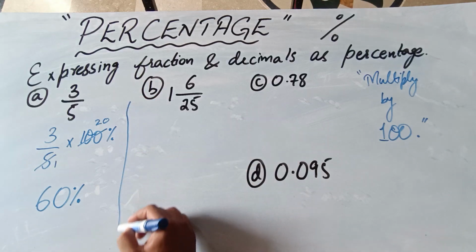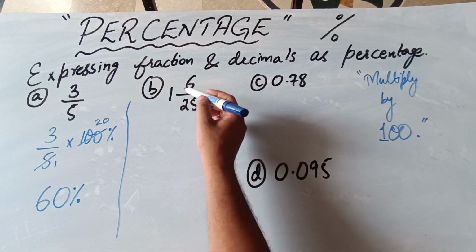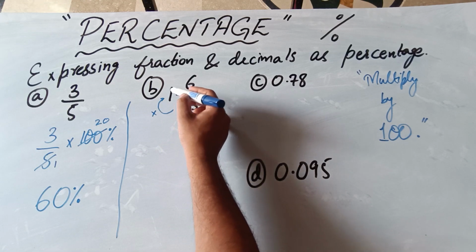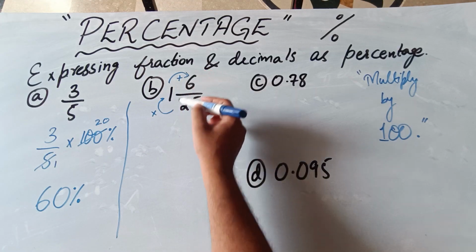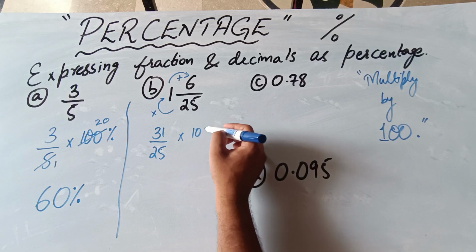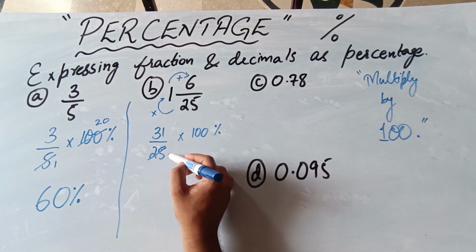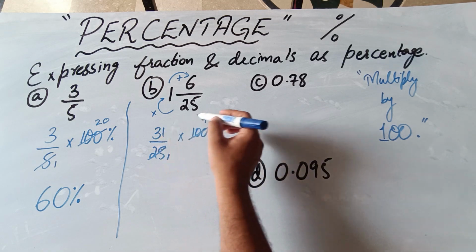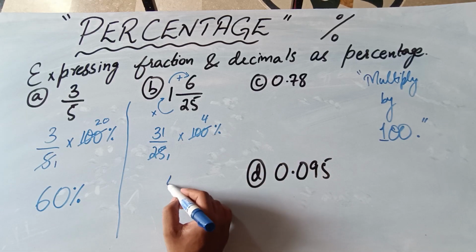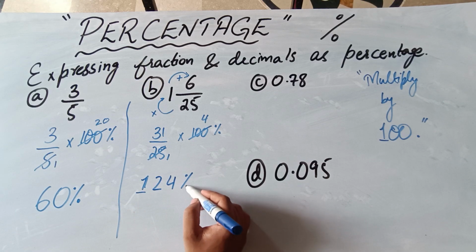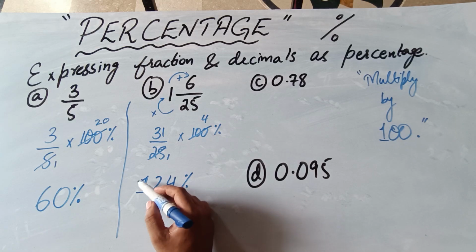Now we will do the same over here. First of all, convert the mixed fraction into an improper fraction. 25 multiplied by 1, 25 ones are 25, now plus 6, so it gives you 31 upon 25, multiplied by 100% because we need to convert it into percentage. 25 times 1, 25 times 4, we will do cancellation. Now multiply this by 4. 4 times 1 is 4, 4 times 3 is 12, so it's 124%. So percentage can be bigger than 100 as well, so do not forget this.